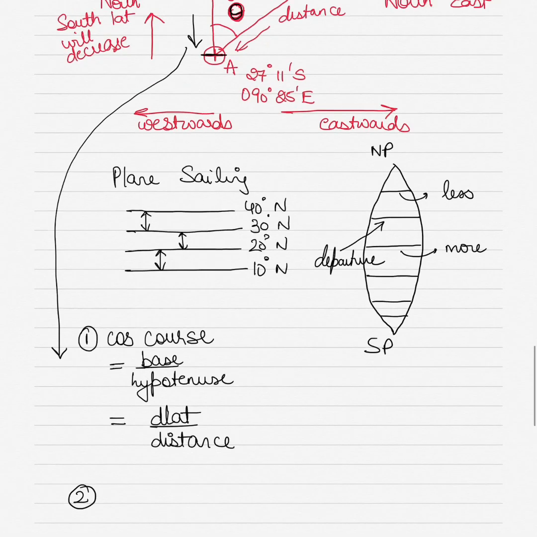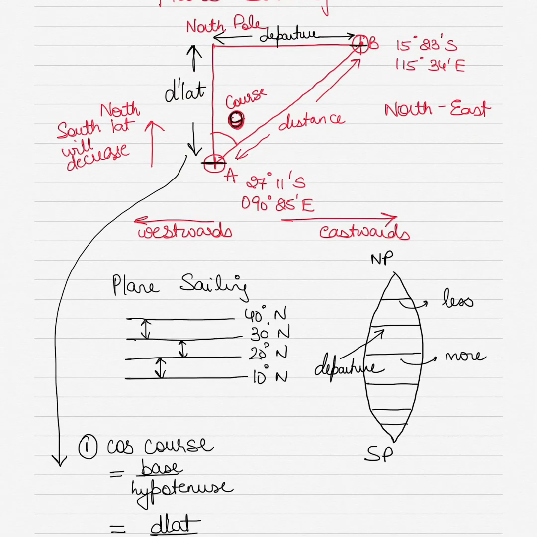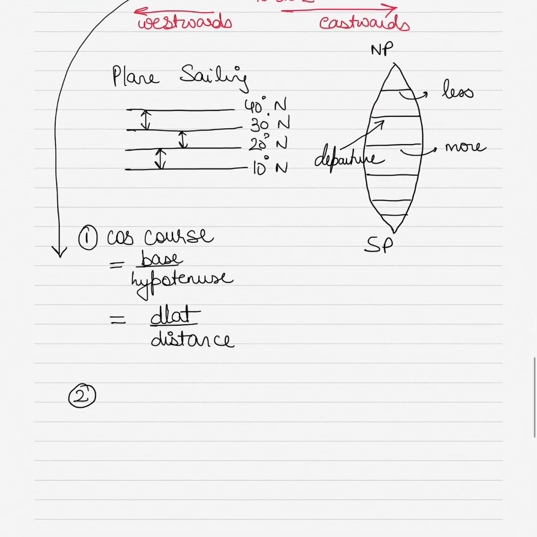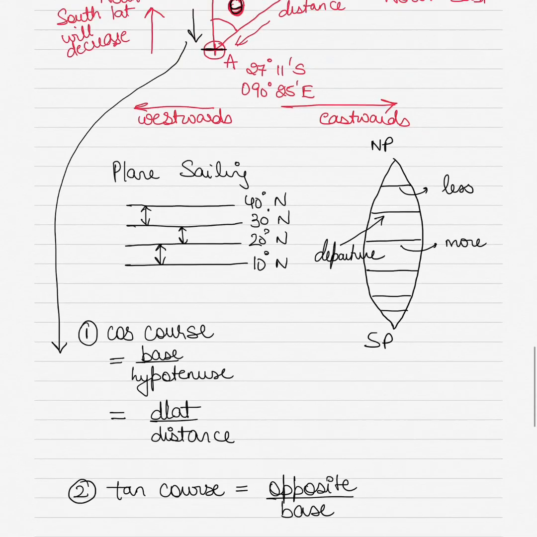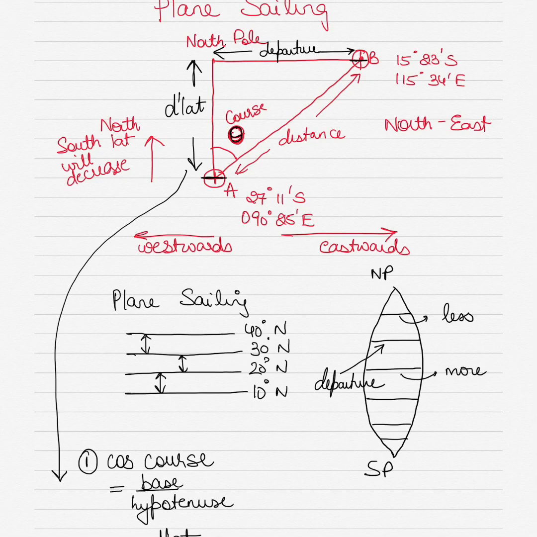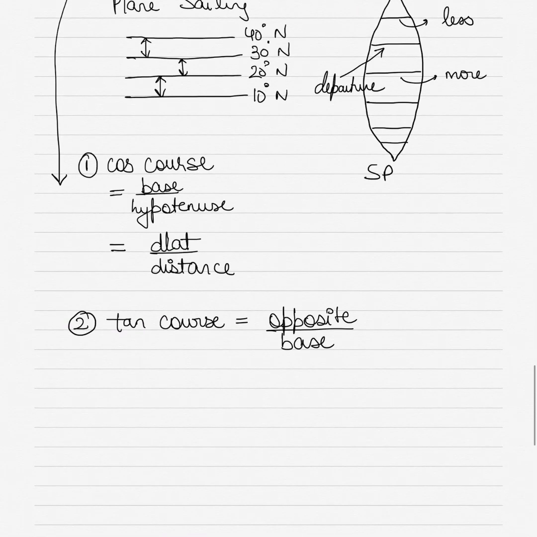The second formula, you can write tan of course. Now what is tan of course? If you see the above triangle, tan of course in any right angle plane triangle is opposite upon base. So what is the side opposite to the course? The side opposite to the course is departure and the base is d-lat. We know that already. So we have tan of course equals departure divided by d-lat.